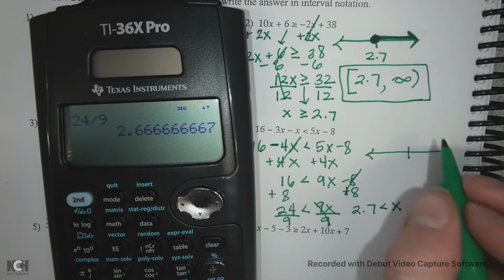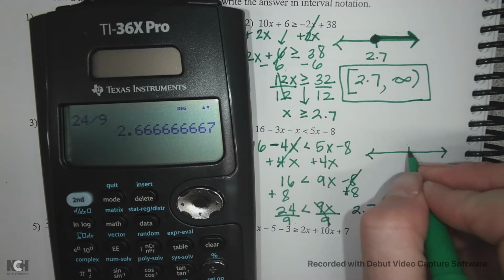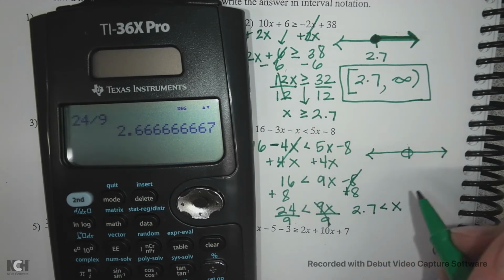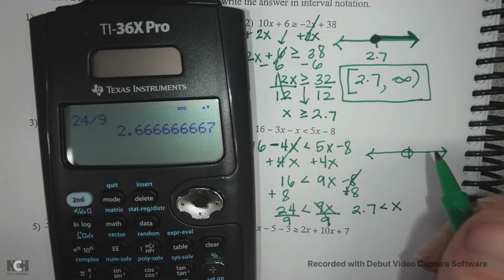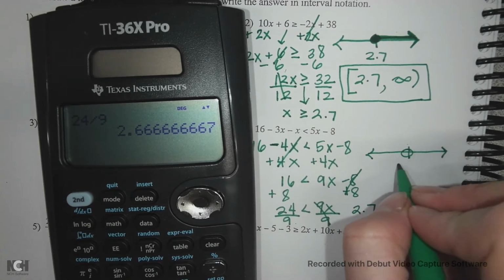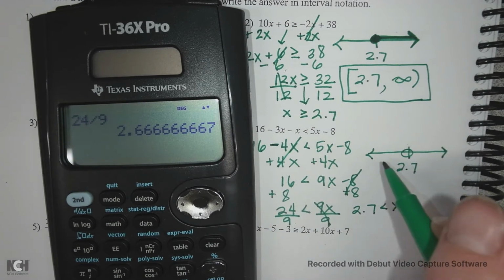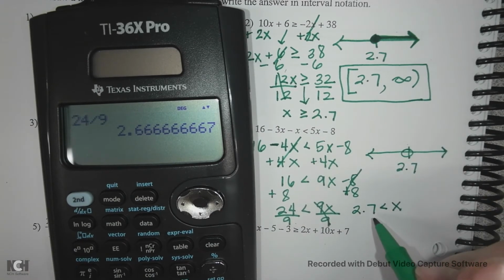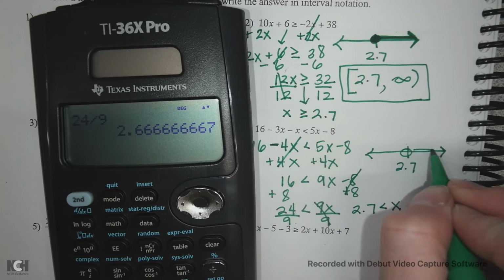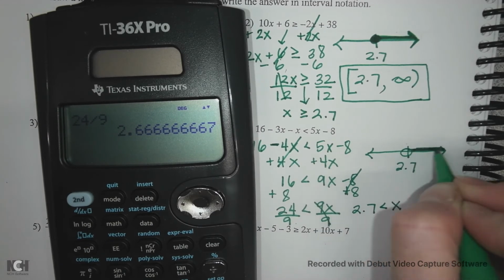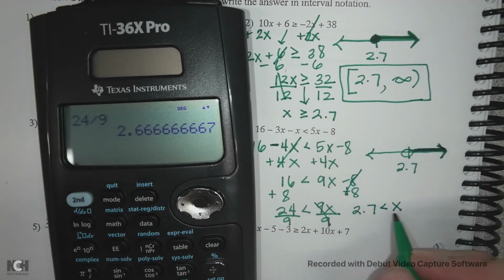Instead of being a closed dot like the other one, it's an open dot because I don't have a line underneath it. And then I'm not eating my number, so I should label it 2.7. I can't go to the left because 2.7 is not the biggest. It's small, so I need to go to the right. I want all the bigger numbers because we want this statement to be true.